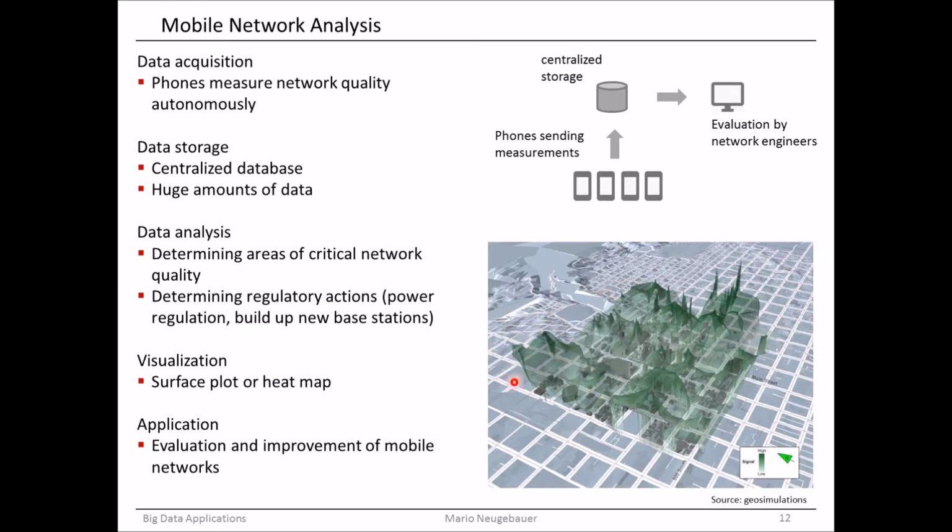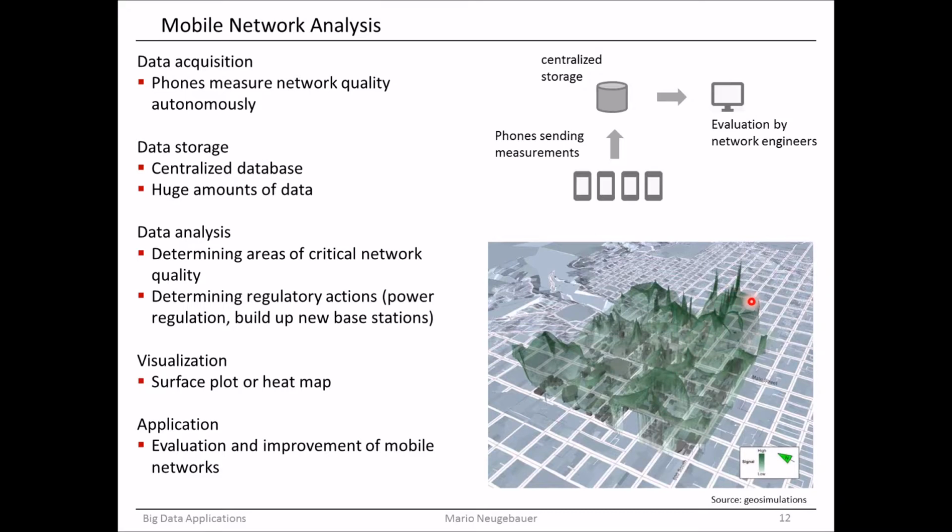On the right side, you see such a surface plot, or maybe also a heat map, which is a little bit different. You can see that in some areas there's a good network quality. Let's say the higher areas are the areas of higher network quality, and the lower areas are areas of lower network quality. And maybe here you can see that on this street, if you are on the street, then you have better network quality.